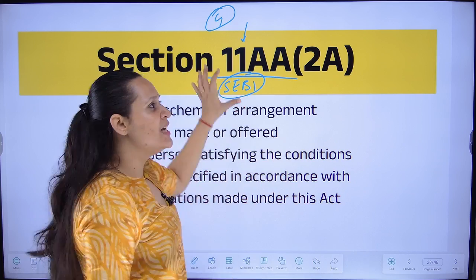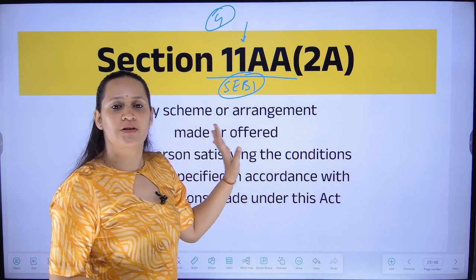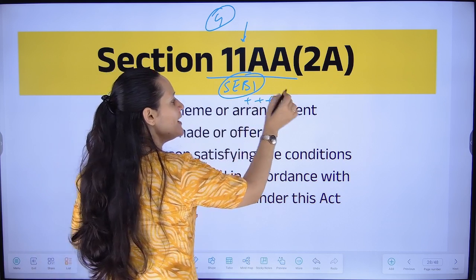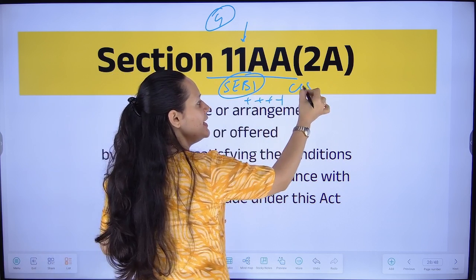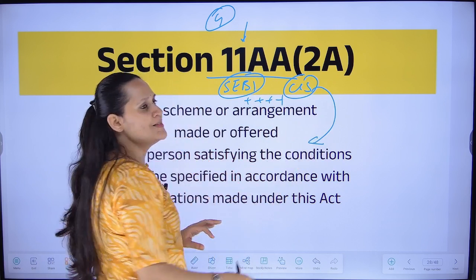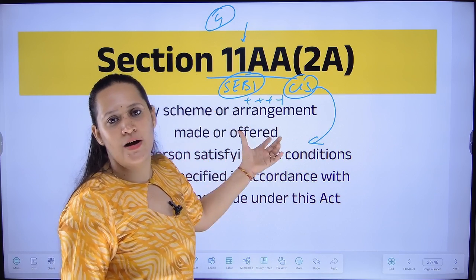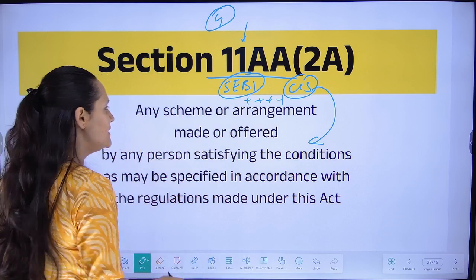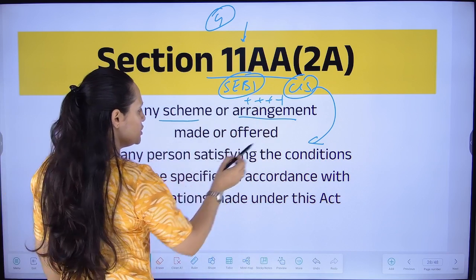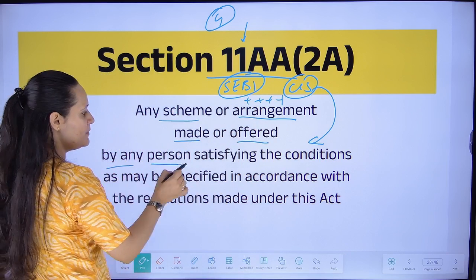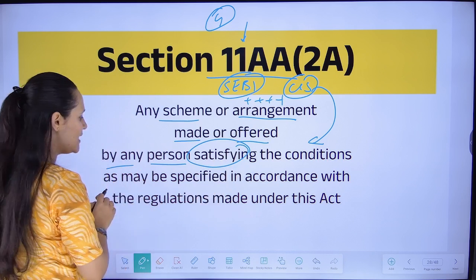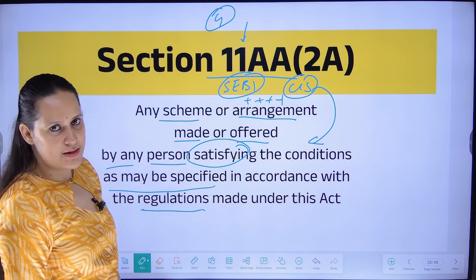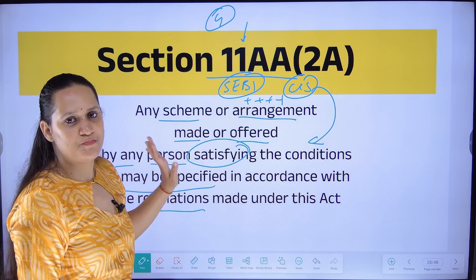After this, we are leaving it to the SEBI, Securities Exchange Board of India. Further, if any conditions are going to be added by SEBI under the CIS regulations, those should also be satisfied to be called as a collective investment scheme. That is what subsection 2A says. It says that any scheme or arrangement made or offered by any person satisfying the conditions as may be specified in accordance with the CIS regulations is going to be there.